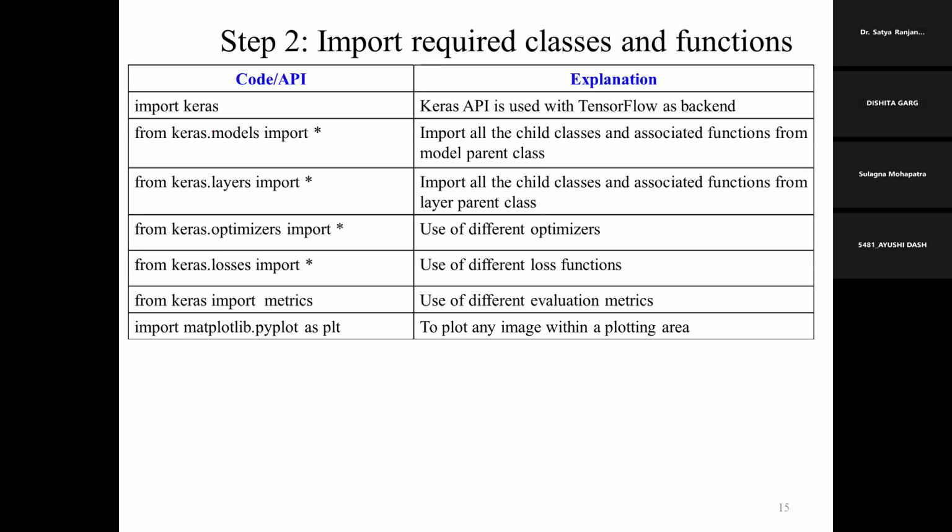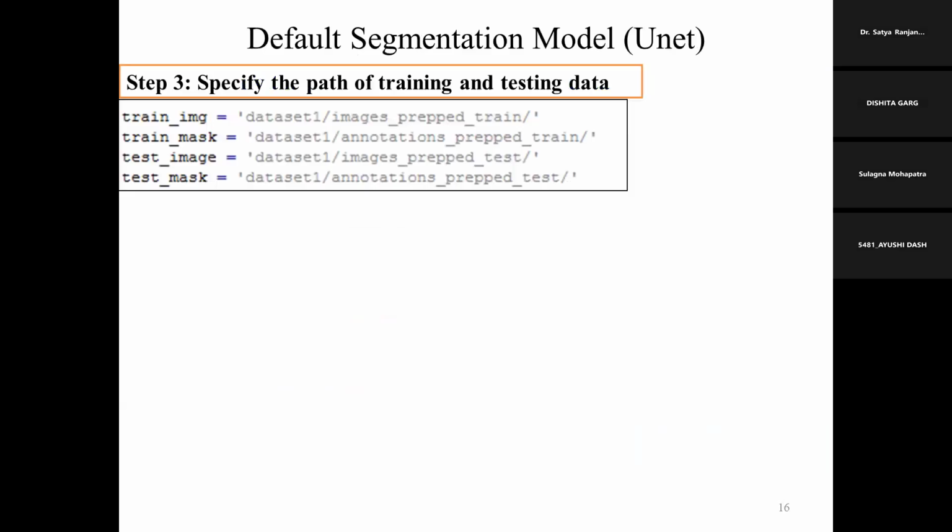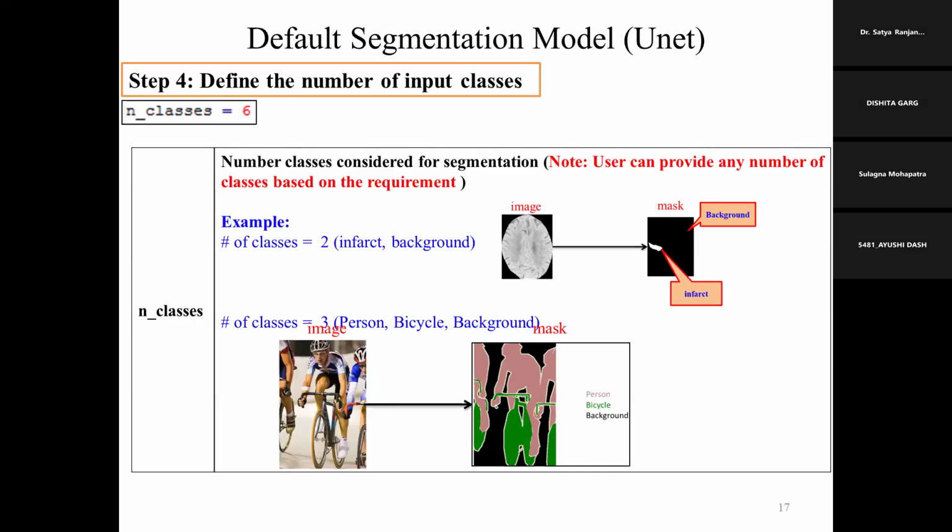Now we need to import the classes and functions, such as those for the optimizer and the loss function. We have already discussed this part in our classification class. Then we need to call our training and testing data. Here I have variable names for the folders: from my dataset one folder, the train images and the train mask, which has my annotations, then the test images and the test mask. This is the path of the training and testing data that you need to specify.